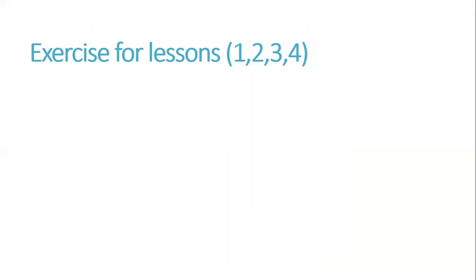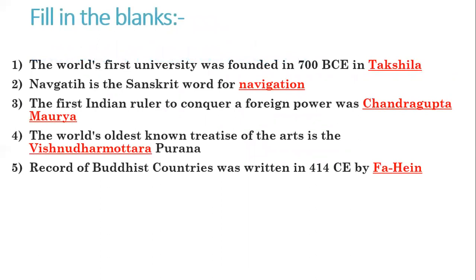Now that we're done with this, I would request you to open your textbooks to page number 14 and start writing the answers and making a note of this. Whatever answers are there, I have highlighted them in red and underlined them so that it gets easier for you to write them down. Moving on to the first exercise, that is your fill in the blanks. The world's first university was founded in 700 BCE in Takshila. Takshila is the answer.